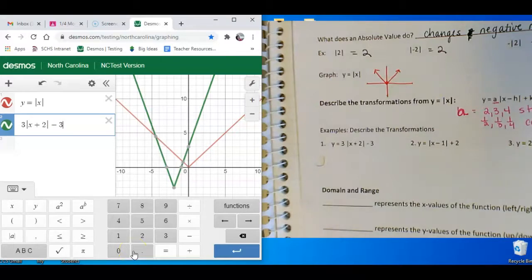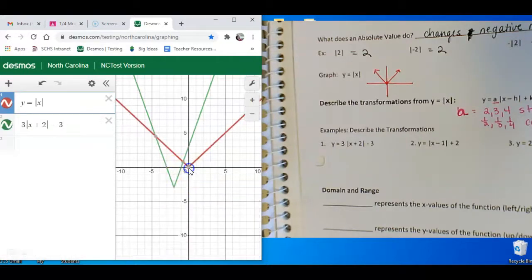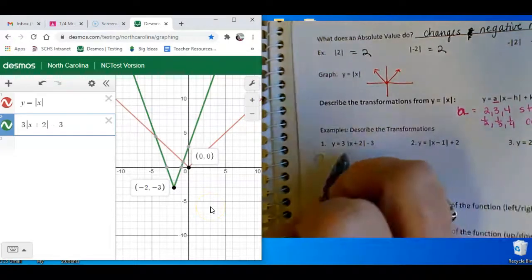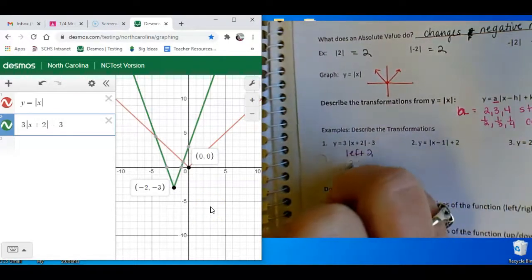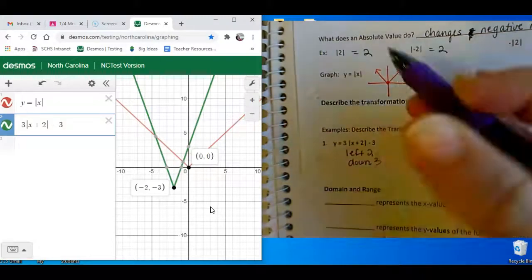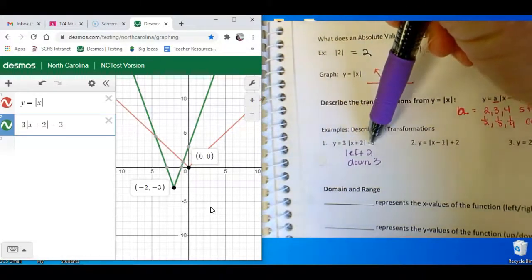The first thing I normally do when I'm looking at them is, on the red, I start at the 0 and I count left or right and up and down. Okay? So to get to the same place here, I'm going left 2 and down 3. Basically, I start at the vertex of that one and the vertex of that one, and I just compare. So right there is giving me some of the information. It went left 2, and it went down 3. And that makes sense, because that's left 2, down 3.